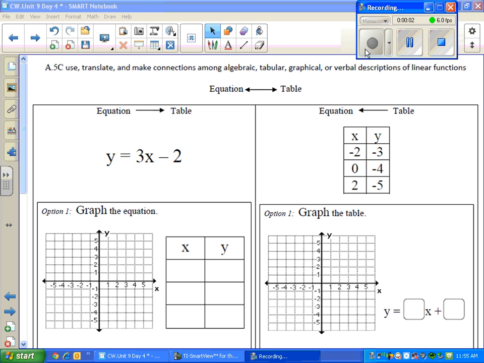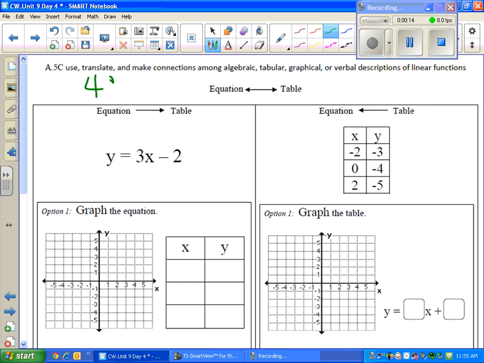Okay, folks, we have TEAC A5C, which is asking you to use, translate, and make connections among algebraic, tabular, graphical, or verbal descriptions of linear functions. This is basically just the four corners that we did earlier in the year. And we're going to concentrate on just two of those four corners, the equation and the table. And we're going to show you different options on how to get back and forth between those two that you'll see here in the video.